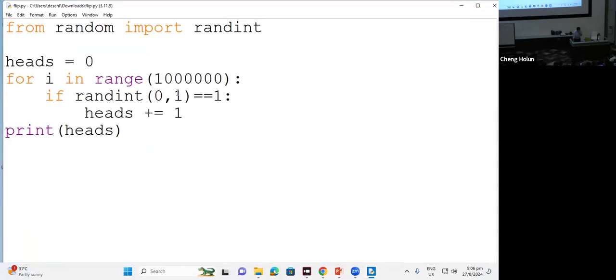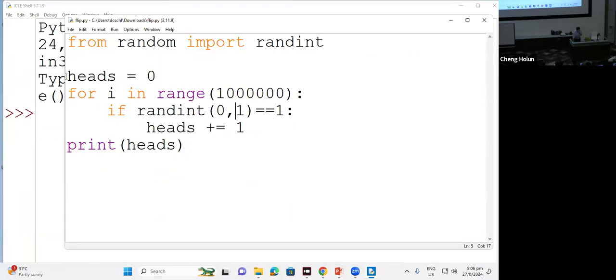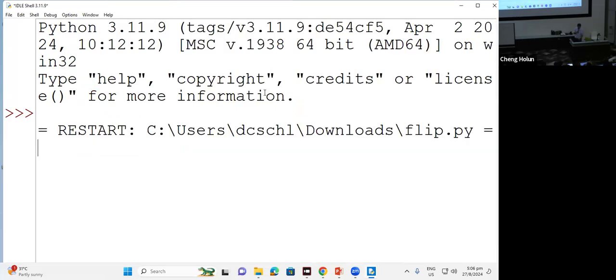Yeah, so this is a simplified code. I didn't have a print. I will initialize heads equal to 0. This time I even flip 1 million times, and I will generate the number from 0 to 1. So if it's 1, I think it's a head. If 0, it's tail. When I run it, I will tell you.